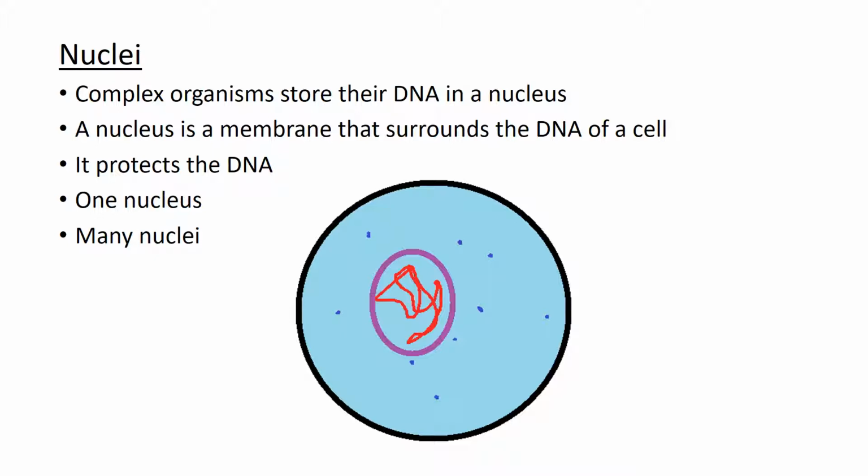And it makes sense if you think about it. Complex organisms are going to have a lot of DNA, and they're going to live for more than 20 minutes. So it makes sense that they would want to protect that DNA. And by the way, one nucleus, many nuclei. Nucleus and nuclei, they're the same word. It's just that nucleus refers to one. Nuclei refers to many.